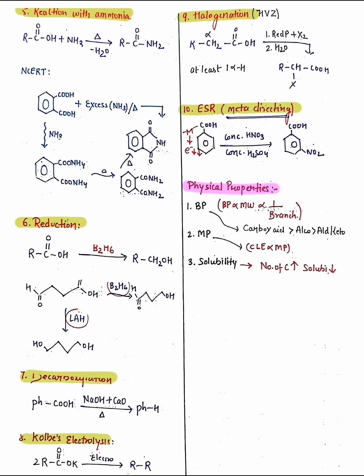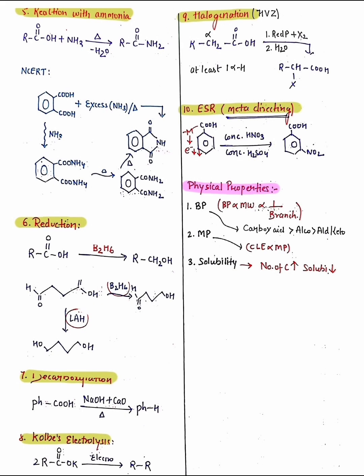Next chemical property is halogenation, that is alpha halogenation. When carboxylic acid with at least one alpha hydrogen atom undergoes reaction with red phosphorus and halogen, followed by hydrolysis, it forms alpha halocarboxylic acid as a major product. This is an example of a name reaction, Hell-Volhard-Zelinsky reaction. Next and last chemical property is electrophilic substitution reaction.